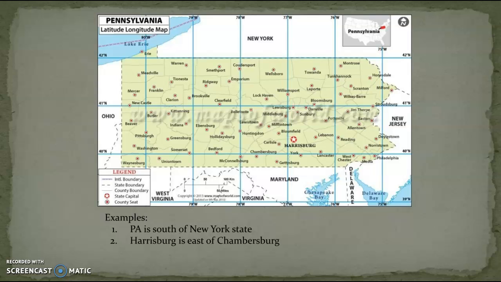Some examples within Pennsylvania. If you look at Chambersburg, you can say Harrisburg, which is our capital, is east of Chambersburg. I'm not giving you the exact location of Harrisburg. I'm just telling you where it is in relation to where Chambersburg is.